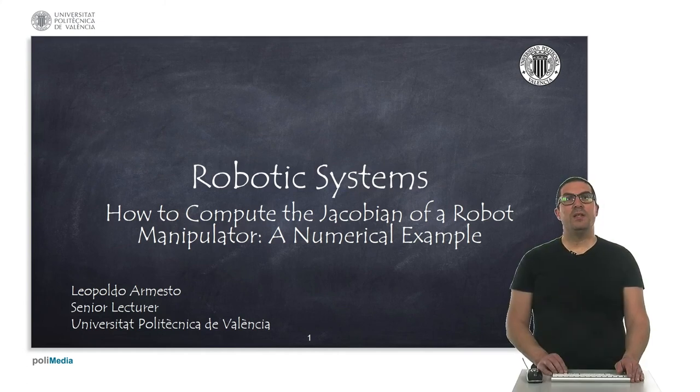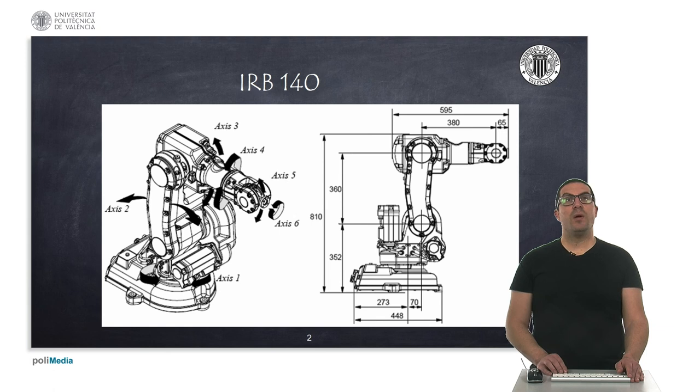Hello, in this video I will explain how to compute the Jacobian of a robot manipulator by solving a numerical example. The robot to be used is the IRB 140 robot model from ABB. Here I show the dimensions of the robot as well as its joints. The home configuration is the one shown with all joint values equal to 0, as you can see here.